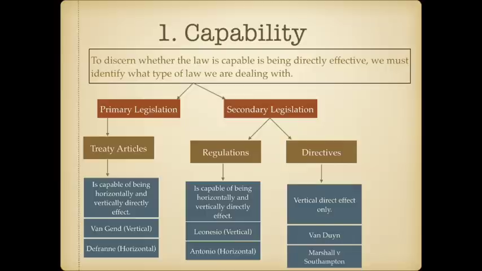The case of Van Duyn said that if you didn't do this, then this would make directives useless and it would reduce their effectiveness. And Marshall's judgment, which we'll see later, clearly sets out that directives can only be used vertically and not horizontally.